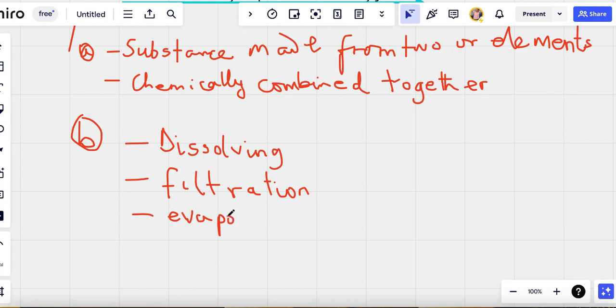Evaporation means you heat it so that the liquid turns to vapor and escapes, and the salt will remain, crystallizing at the bottom. So these are the three scientific processes that you need to carry out: dissolving, filtration, and evaporation or crystallization.